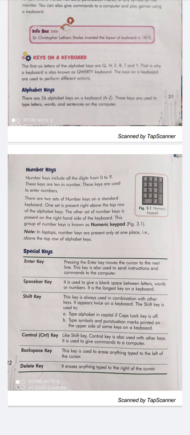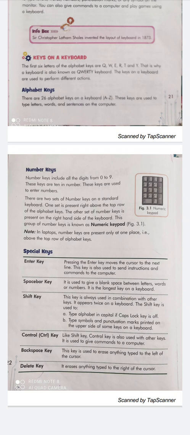Note, in a laptop, number keys are present only at one place. If you have a laptop at home, you can see that the number keys are present only in one place. In a keyboard, number keys are present in two sets, but in a laptop only one set, above the top row of the alphabet keys.